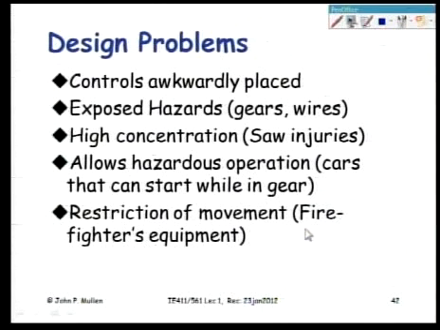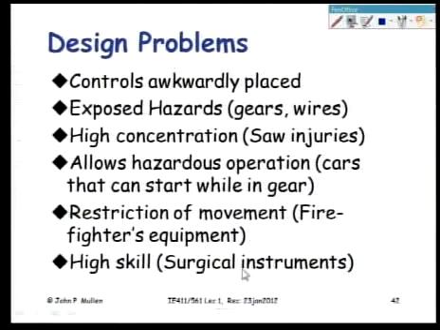Restriction of movement. Ever see what a firefighter wears? That's restricting. High skill surgical instruments: it's a very specialized area of design, designing instruments so a surgeon can do what a surgeon has to do reliably.